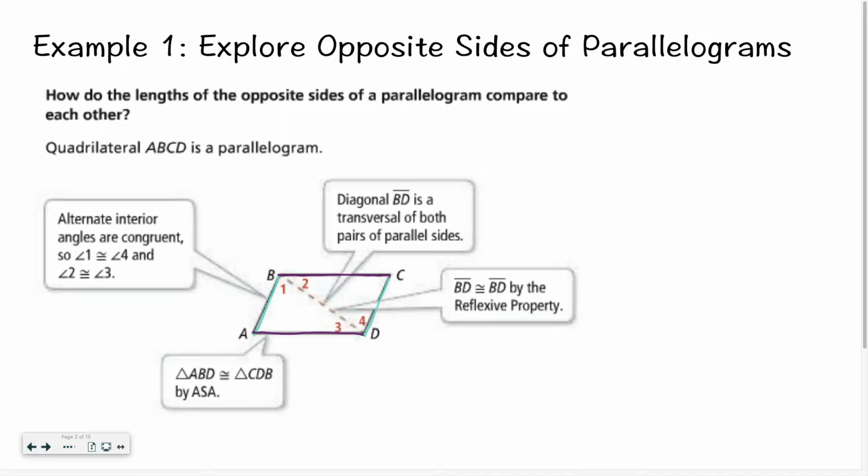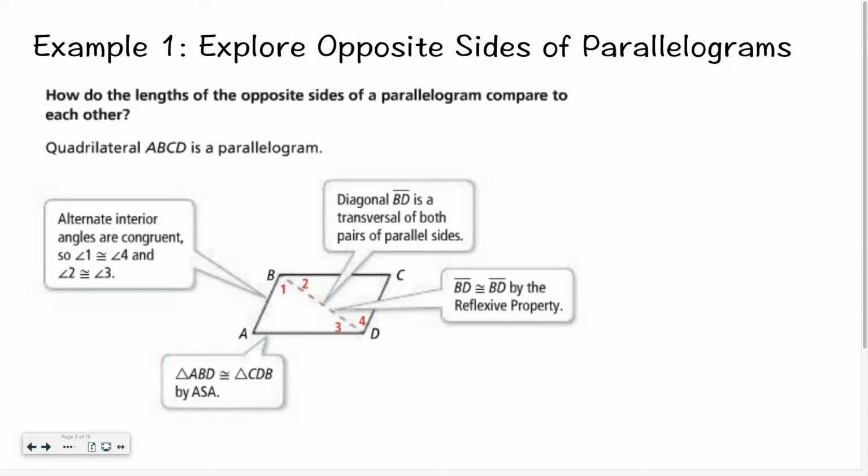Then, if I were to draw a transversal or a diagonal going across this shape, then if you think about it, I have parallel lines, and drawing the diagonal is like drawing a transversal. So then angle 1 is congruent to angle 4, and angle 2 would be congruent to angle 3.